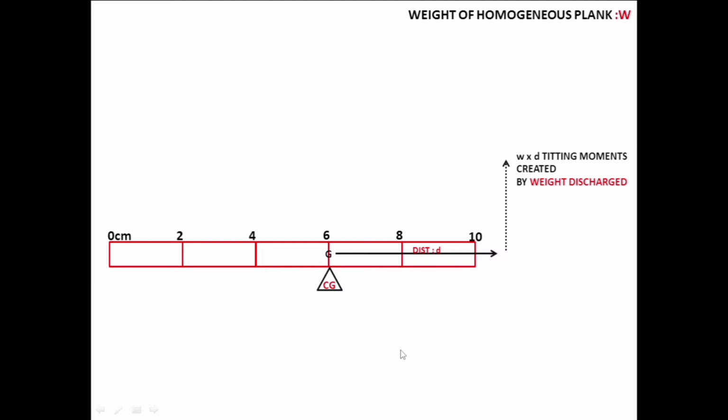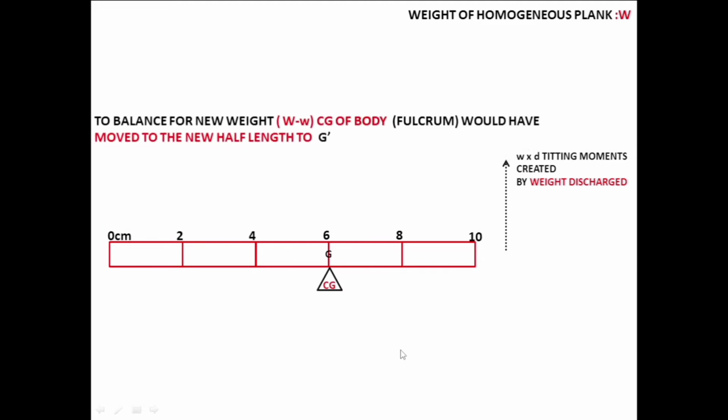Now as soon as I have removed this, it is going to tilt. It's creating a tilting moment anti-clockwise. Now to balance this again, the D should shift to the new half length of this, which is now 10 centimeters, should be somewhere here, then it will balance. So here we see that once I have removed this weight, my center of gravity is moved to the new half length, or halfway through, and it's moved by about 1 centimeter here, what we can see.